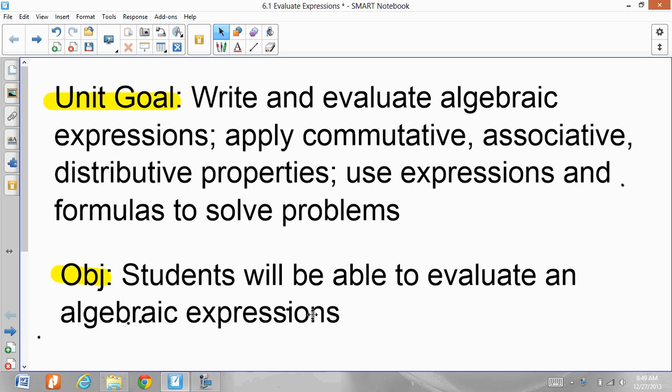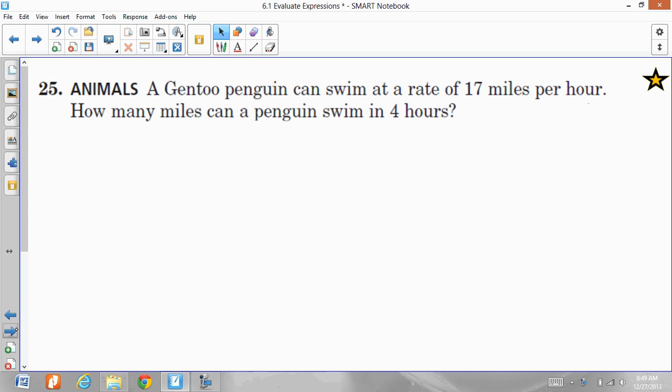Today you will learn how to evaluate algebraic expressions, and in your notebook make sure that you are writing 6.1 evaluate expressions. This goes in chapter 6. Pause the video at any time to read the question and then start the question together.